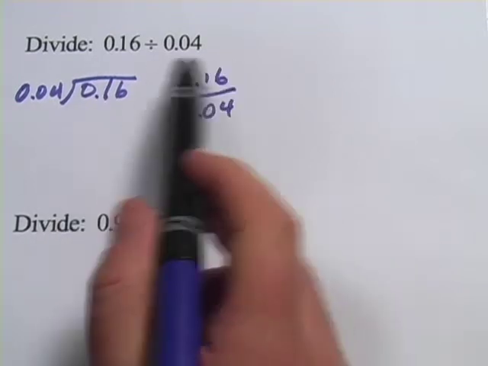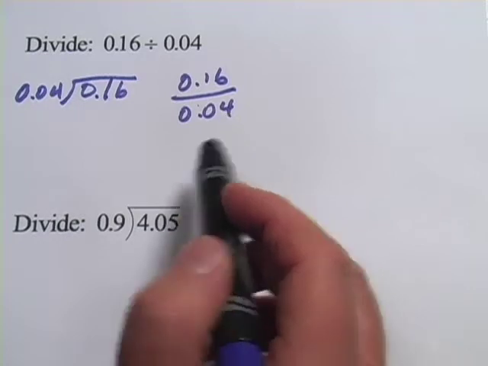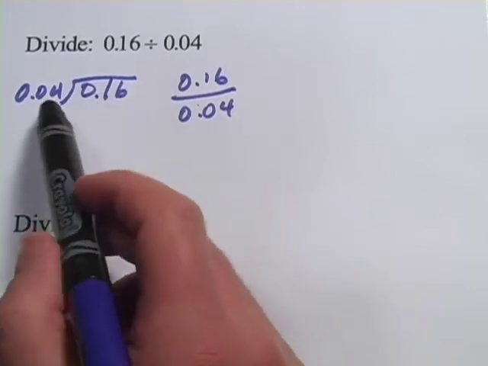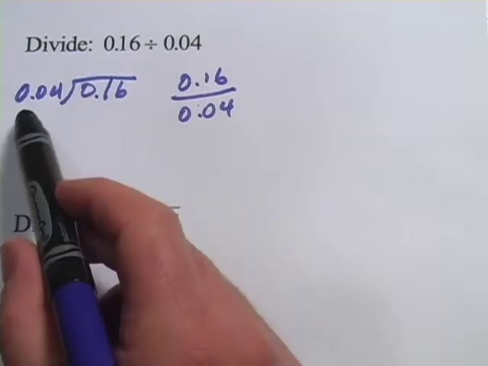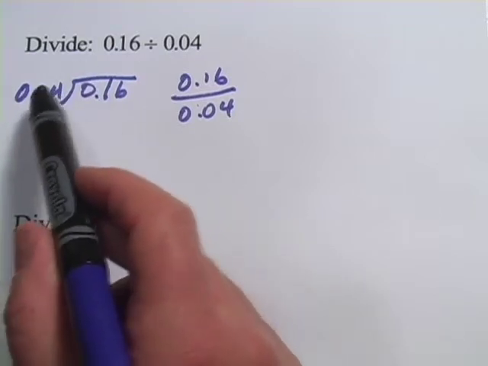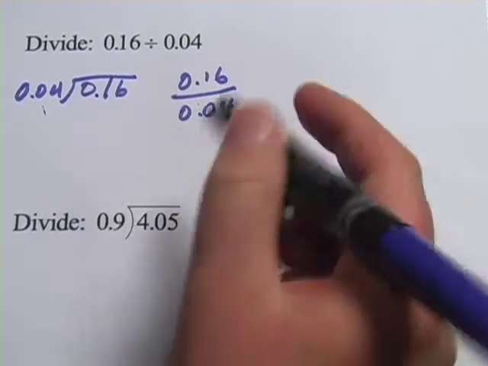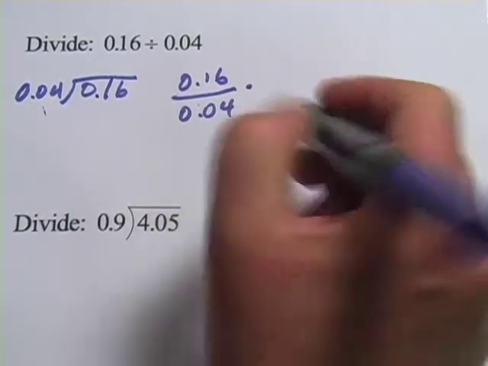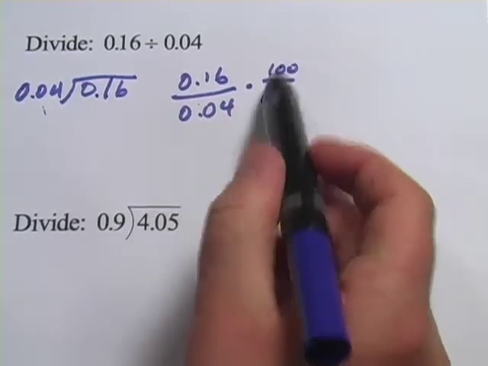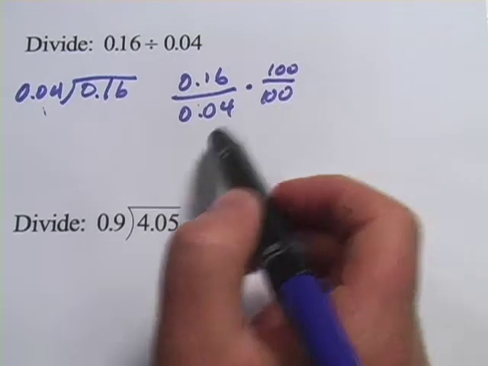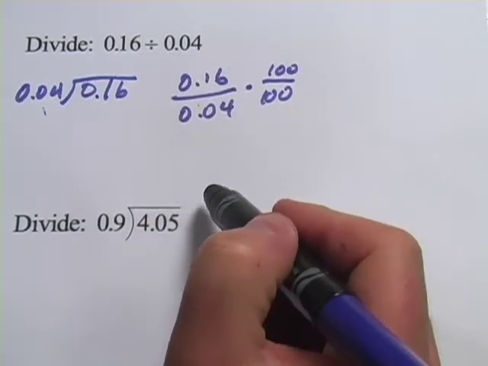All of these are 0.16 divided by 0.04. Now, you know how to divide a decimal by a whole number, but we have a decimal out here. So I would suggest that you multiply the thing that you're dividing by whatever you need to make it a whole number. For example, if we multiplied this by 100 over 100, I can do that because this is really the number 1, so it's not really changing this. It's just going to be an equivalent division problem.